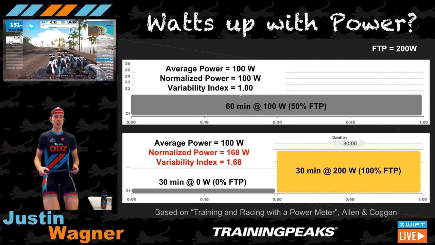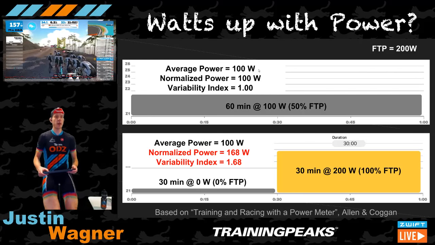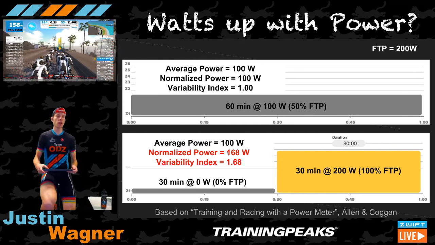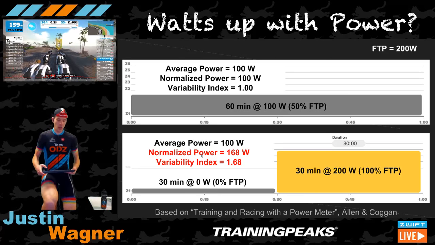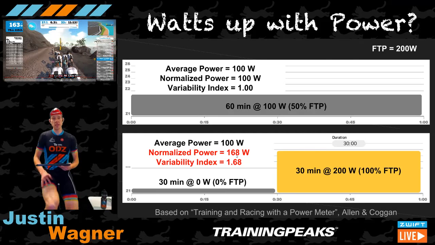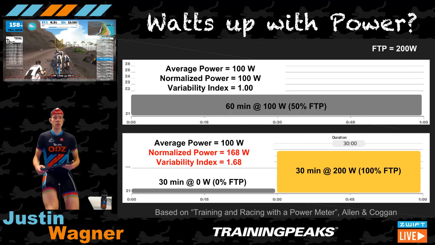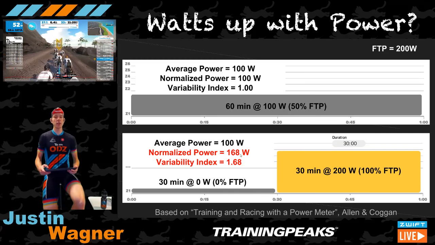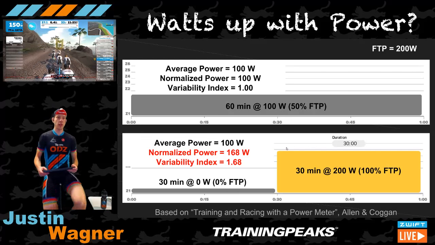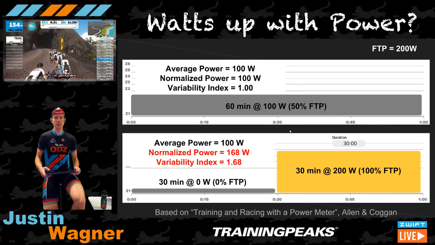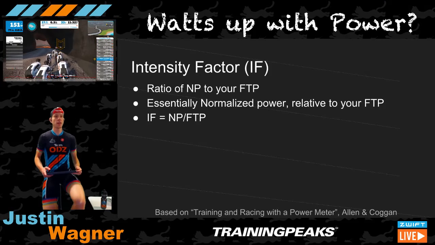Above, it's just constant. So average power and normalized power in the top scenario are the same. Down below, we see normalized power in this case actually comes out to 168 watts, variability index of 1.68. So here we can start to see how normalized power in these scenarios comes up with a much different answer and something that's going to quantify our differences. That's the point here, normalized power.